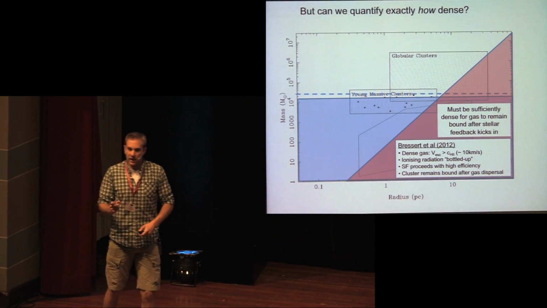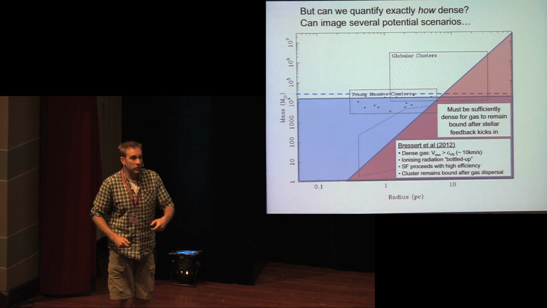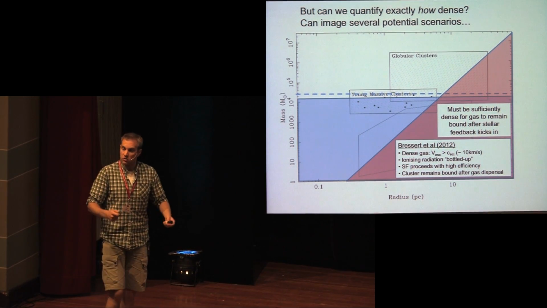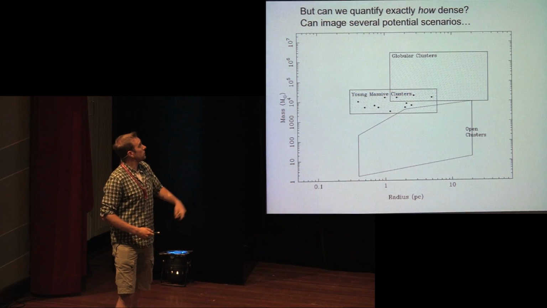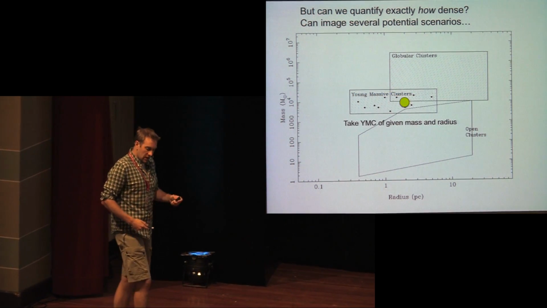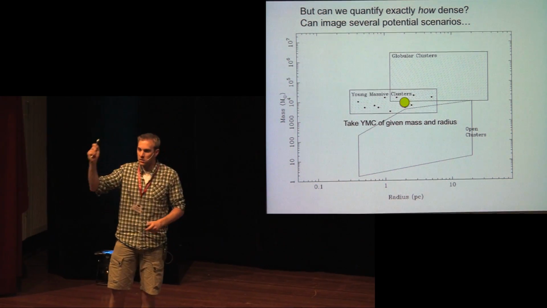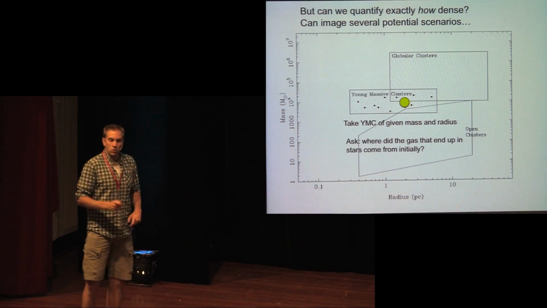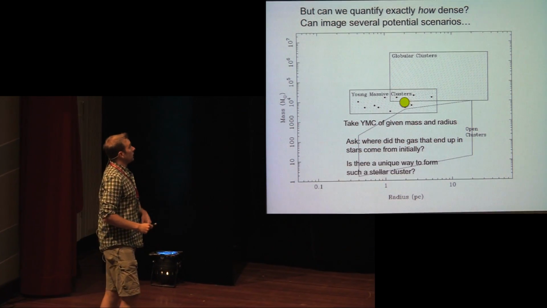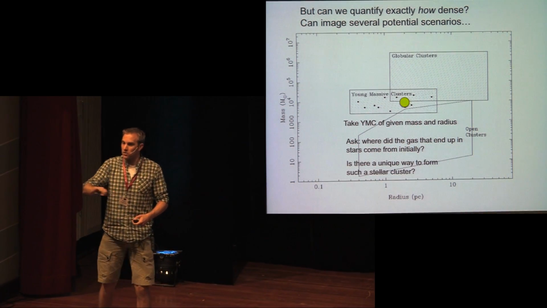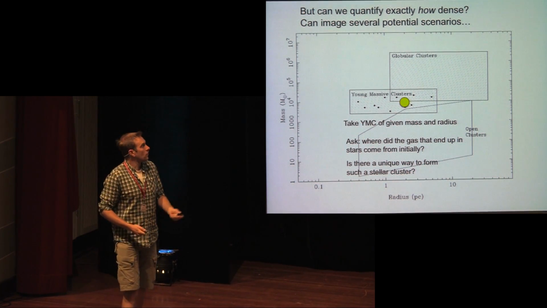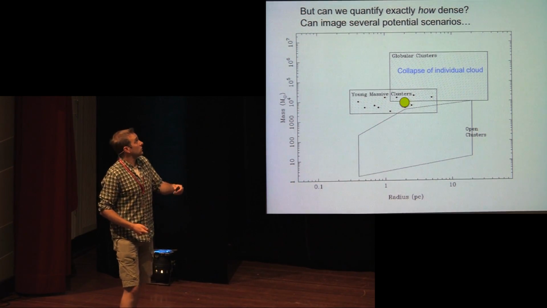But can we quantify exactly how dense? Remember, this is the key thing we've got to be focusing on. Well, again, we can do it in a sort of hand-wavy fashion by considering some different potential formation scenarios. So let's take a YMC of a given mass and radius. And let's ask the question, where did the gas that eventually ended up in that YMC start from? So another subtle underlying question here is, is there a unique way to do this? There may be multiple ways. So bear that in the back of your mind. I'll come back to that at the end of the talk.